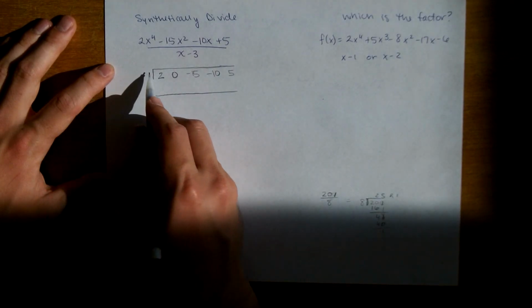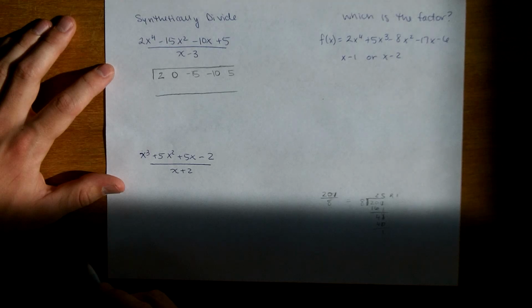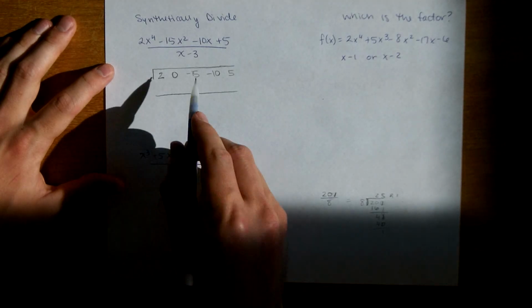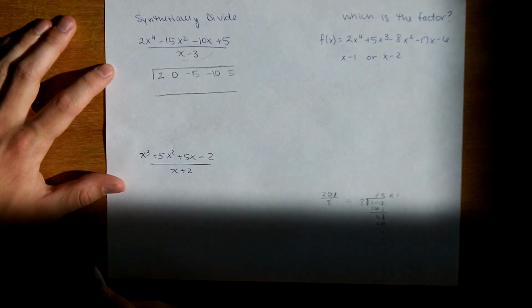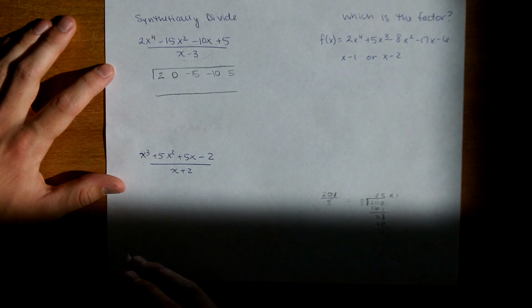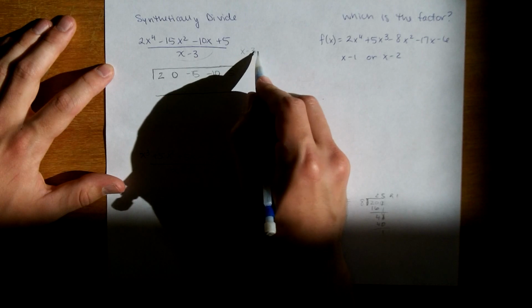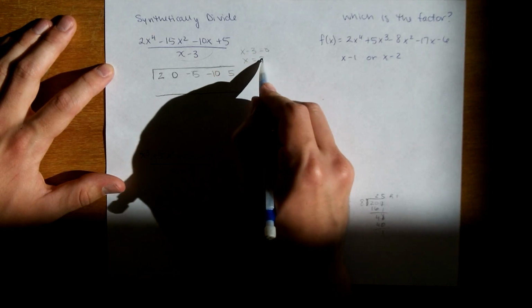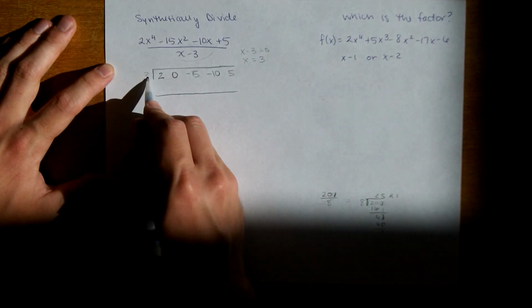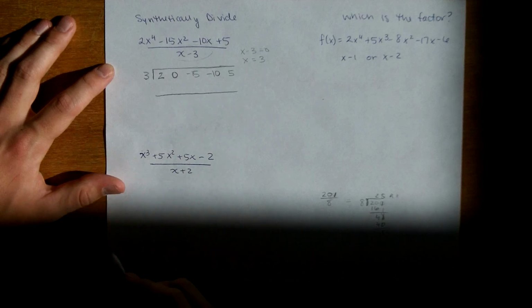Next, we need to figure out what we're going to be dividing by. With long division, you're taking this whole thing right here. But with synthetic division, you're going to solve for x. So x minus 3 equals 0. X is going to be 3. Since x is 3, we're going to put that right on the outside of this bar.